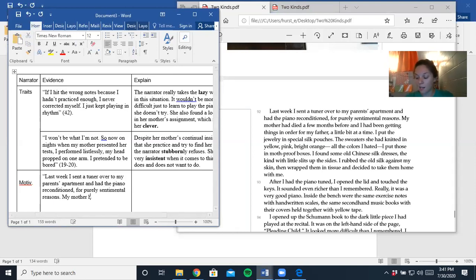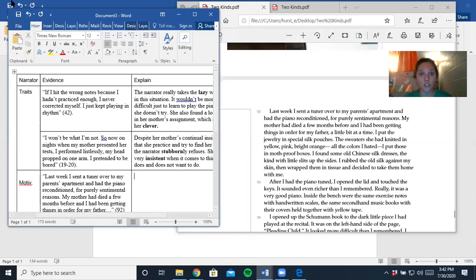My mother had died a few months before, and I had been getting things in order for my father, ... That is paragraph 92. So I chose that again because it was a big shift, right? She had left it there for a long time, even after her mom said she could have it. And so I'm going to try to think of what caused that big shift. What caused her to do that?